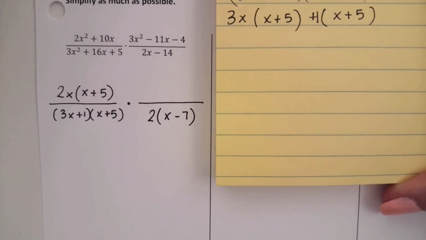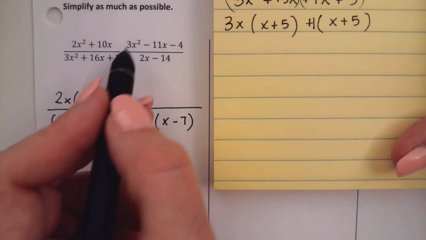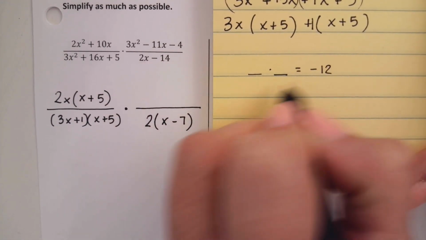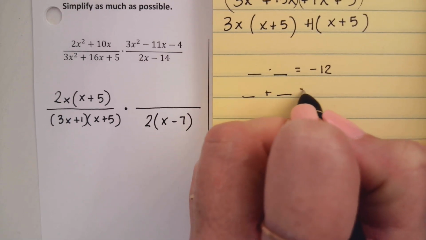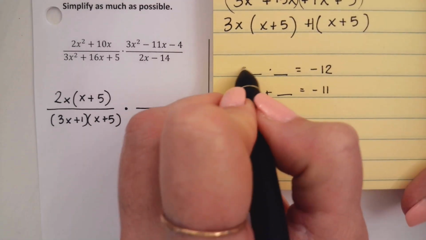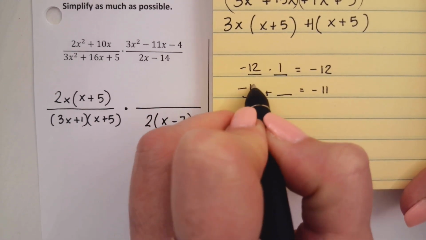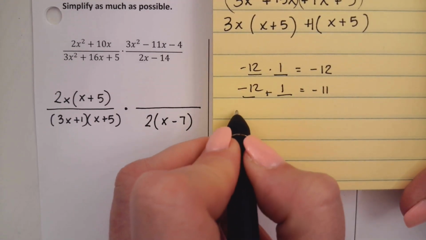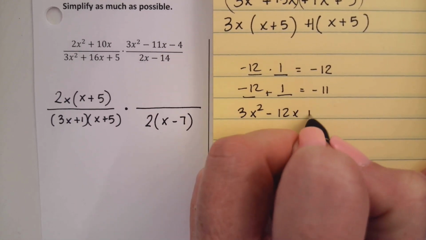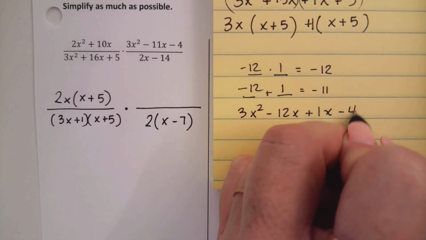Okay, and then the numerator does look like one where, again, I'm going to have to split the middle. Two numbers that multiply to negative 12, but add to negative 11. Negative 12 and 1 looks right. Good. So splitting my middle term into negative 12x plus 1x.